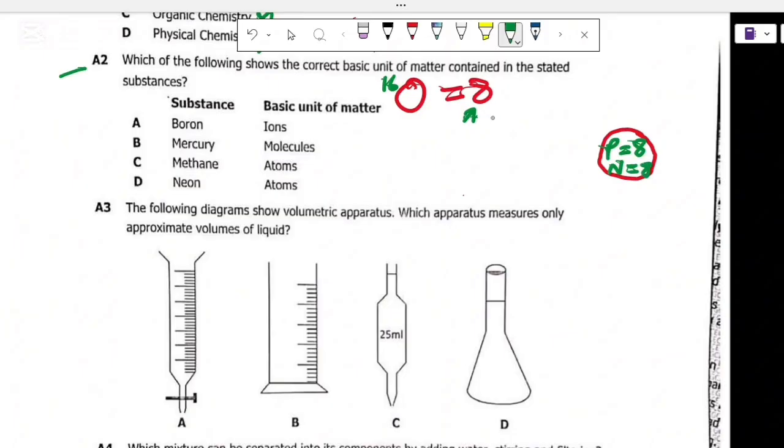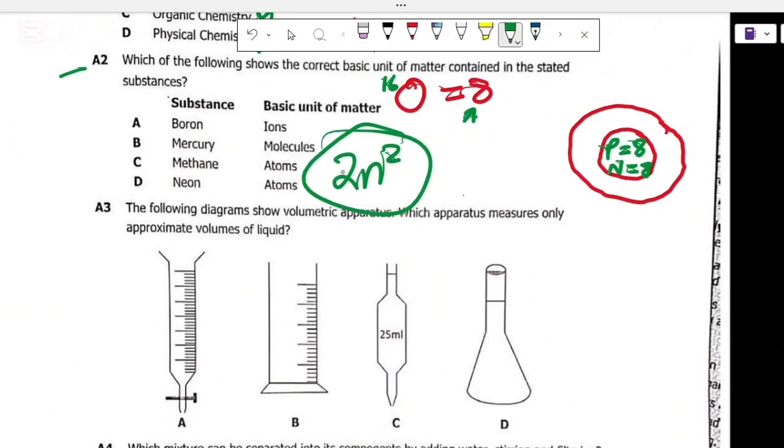When you are done with that, now you can add the shells. So you are going to have the first shell. When you have the first shell, oxygen should have how many electrons in the first shell? Only 2. Remember that formula, 2n squared. Only 2 electrons, because the value of n there is 1. So you have 8 electrons in total.